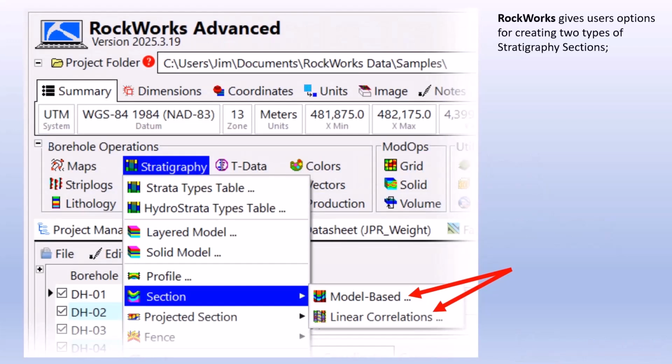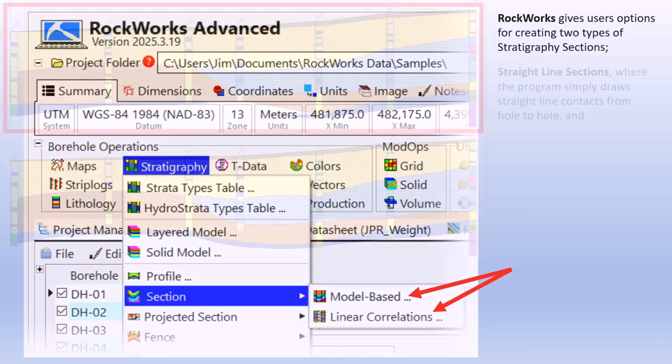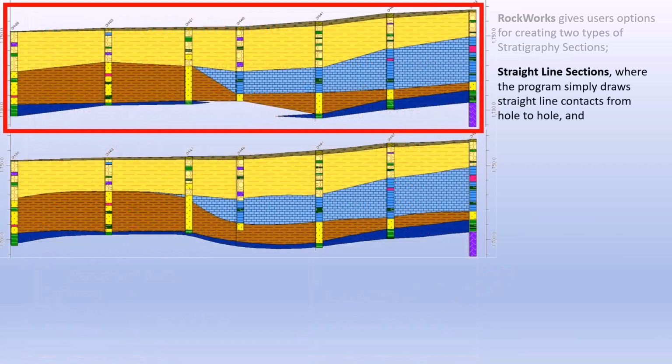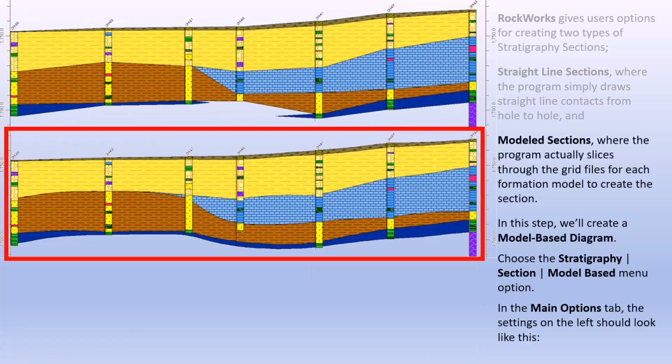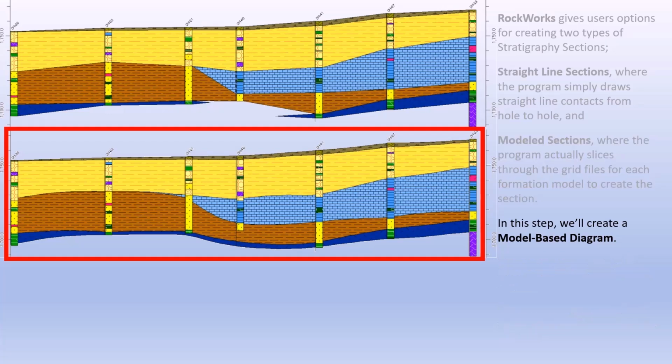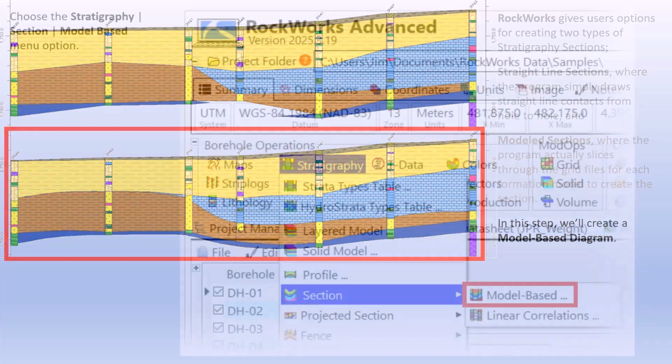RockWorks gives users options for creating 2 types of stratigraphy sections. Straight line sections, where the program simply draws straight line contacts from hole to hole, and modeled sections, where the program actually slices through the grid files for each formation model to create the section. In this step, we'll create a model-based diagram.